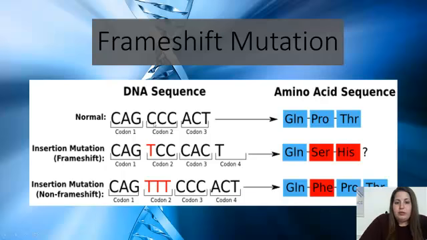Now if we add one T in here, it's shifted everything over. Codon 2 is no longer CCC, it's TCC. So instead of proline, we have serine. It's a completely new amino acid, and every single amino acid afterward is going to be different because it's shifted over one letter. You can also do the same thing with deletions. If we deleted a C, now our second codon would be CCA, and that would be an entirely different protein.